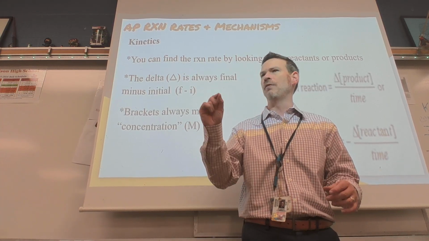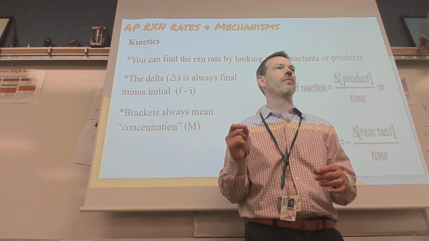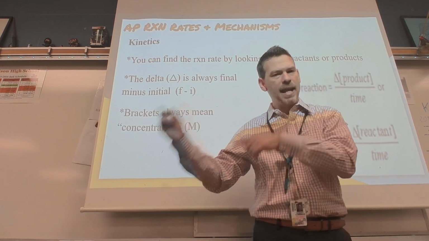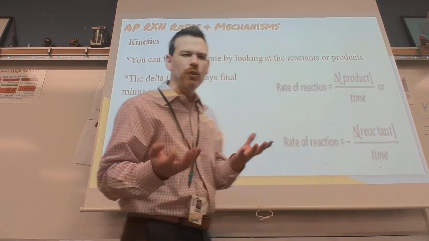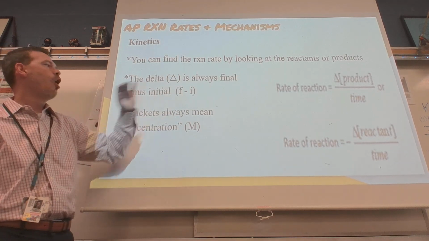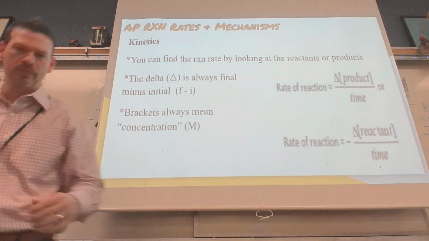What would you do specifically to figure out the distance I traveled? 7 minus 2, right? My ending spot minus my starting spot. Because that's how you find the change in anything. So delta always assumes final minus initial.